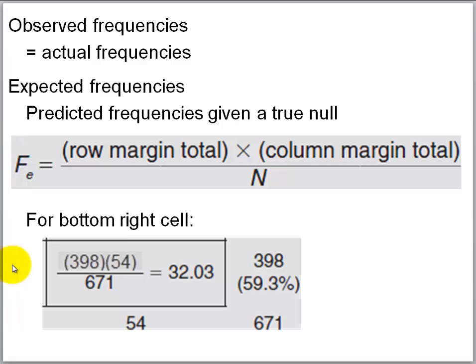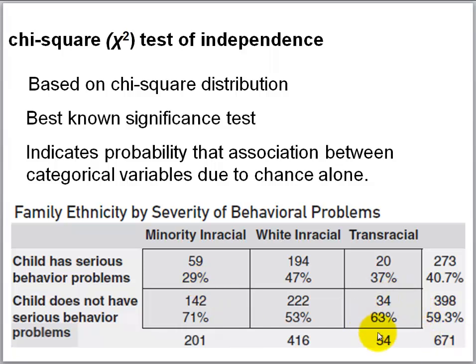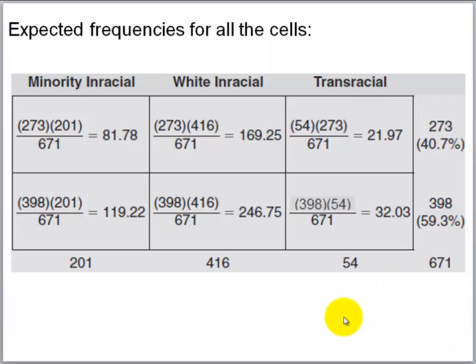So here is a calculation of expected frequency for the bottom right cell. The sample size is 671. Here's the row margin total. Here's the column margin total, and the calculation yields an expected frequency of 32.03. So expected frequencies don't always compute to whole numbers. You can have decimals. And again, here's a look at our cell. We multiplied 54 times 398 and divided by 671 to get our expected frequency of 32.03.